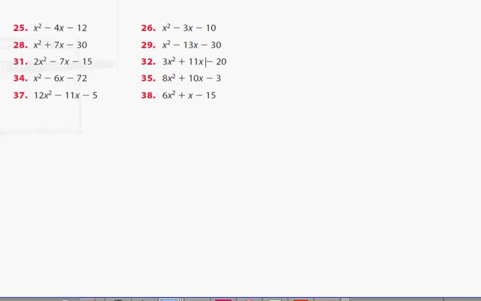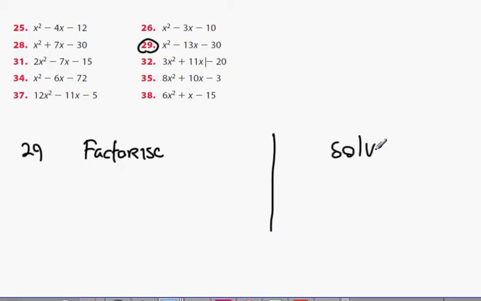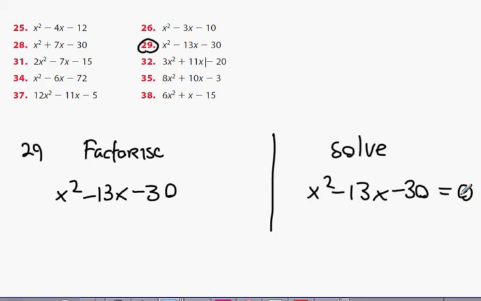These are factorized questions, okay? Now, I'm going to show you the difference between a factorized and a solved question, two easy ones. Question 29 is a factorized question, and factorize means you get no answer. You just get something that looks different. Solve is different. So the two questions would look like this. x squared minus 13x minus 30 is a factorize. A solved question is x squared minus 13x minus 30 equals 0. Note the difference. Okay? Next thing.